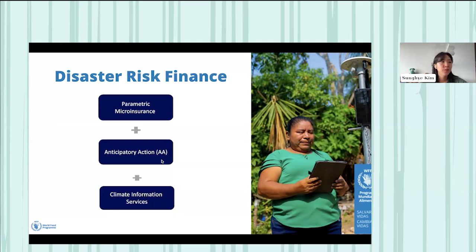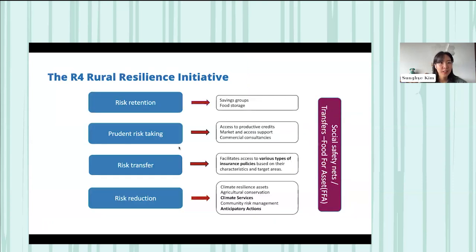Throughout this presentation, we'll also see how DRF helps include more people in financial programs. I hope you find this session helpful and gain a better understanding of the positive effects of our initiatives in recent years. We'll also explore new ideas for building climate resilience and managing disaster risks. So let's jump right in.